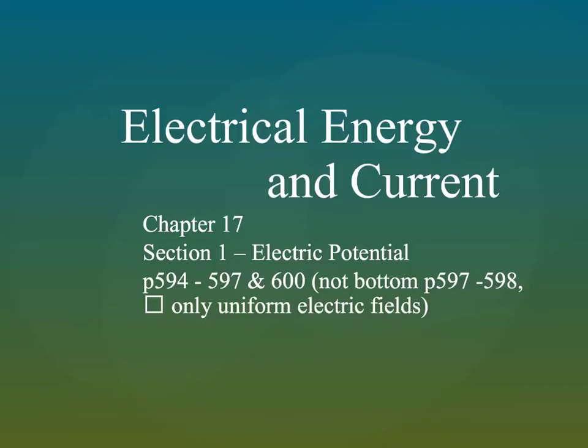Welcome to Chapter 17. We're going to be talking about electrical energy and current. So our first section here is about electric potential, and this is actually video A. And we are only covering certain parts of this, so it's important to note that we're not covering the bottom of 597 and 598 because we're only talking about uniform electric fields.